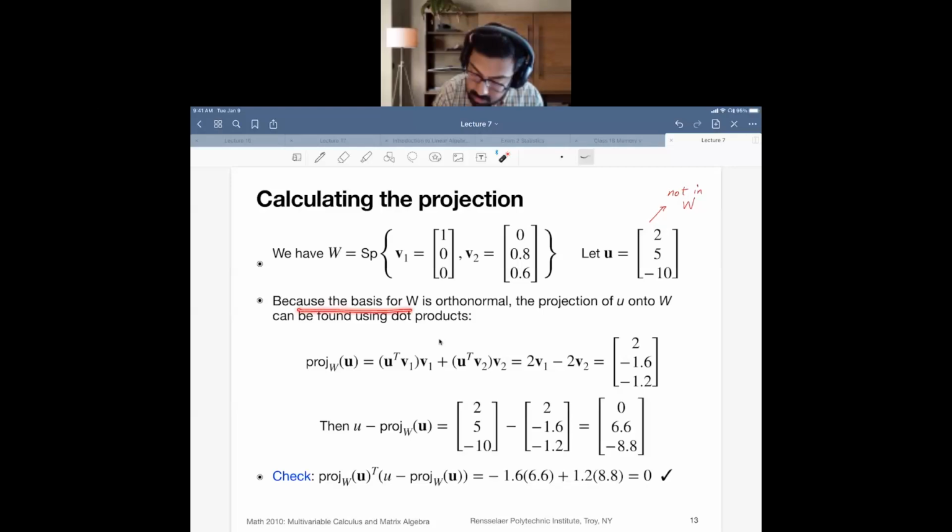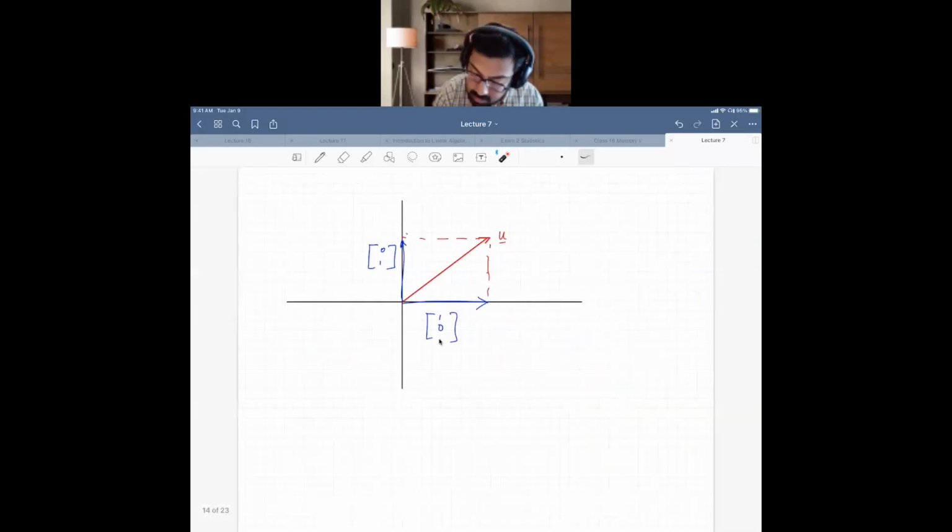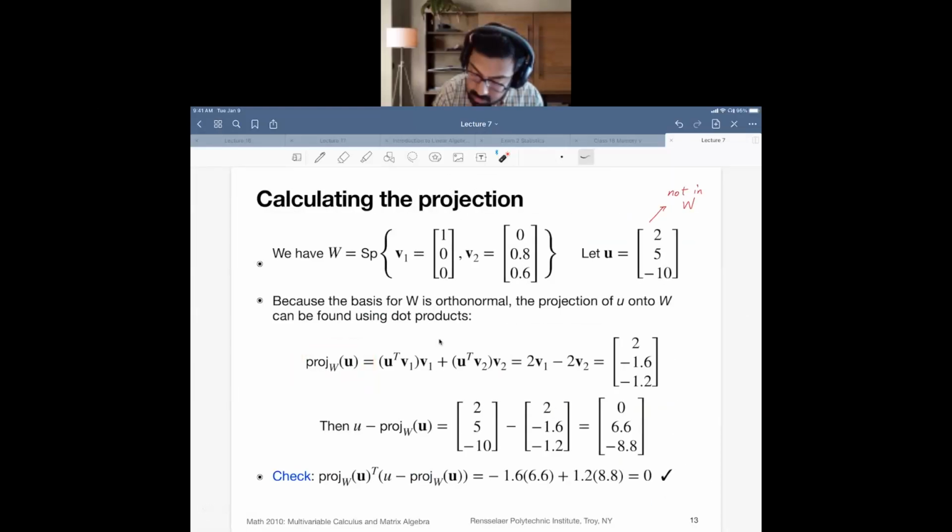So, because the basis of W is orthonormal, these guys are orthonormal vectors, orthogonal to each other and their norms are one, the projection of U onto W can simply be found by finding the dot products, just as we discussed. So the projection of U onto the span, right, which is going to give me that. I'm essentially after W1 there. How do you find that projection? Well, you simply take U, whatever you wanted, project it on V1 times V1. So you get the coordinate multiplied by the orthonormal vector plus the coordinate times the orthonormal vector.